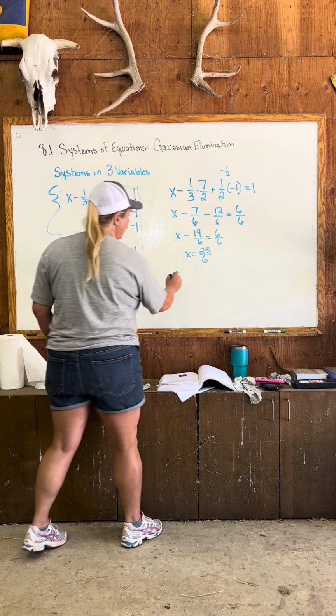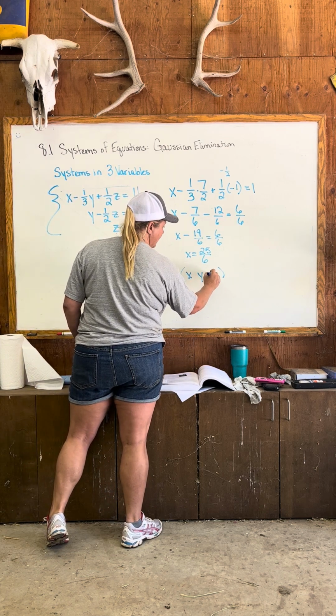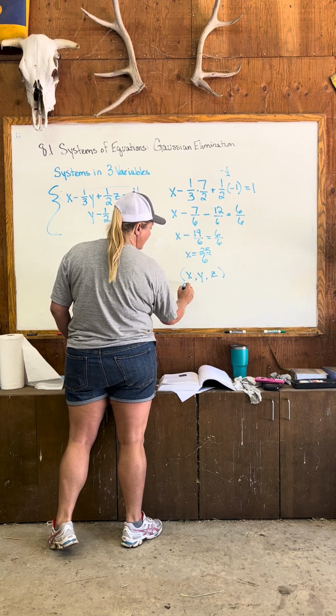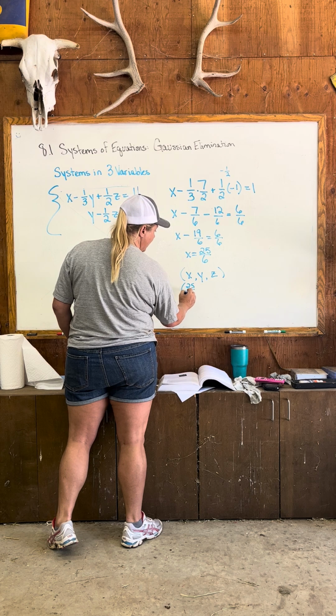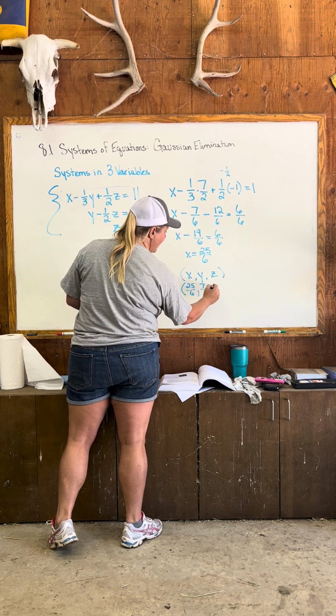So if we were going to write this one as a point, it's going to be x, y, but then it's going to be followed by the z. So this is the way a point looks in 3 dimensions. So we're going to go 25/6, 7/2, -1.